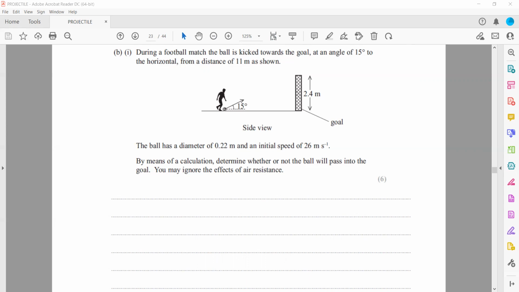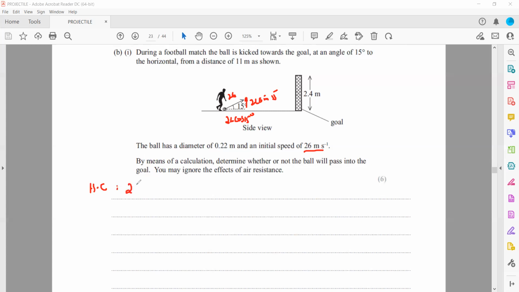whenever you're solving a question related to a projectile, the first thing you should always do is resolve the velocity into components, the horizontal and the vertical components. We have the launching speed, which is 26. So this will have two components. The one with the angle is 26 cosine 15, and against the angle will be 26 sine 15.